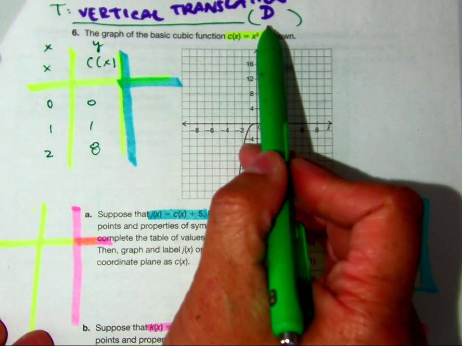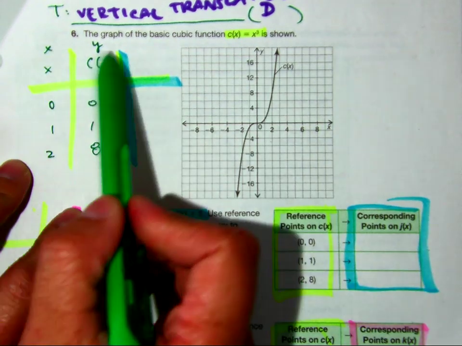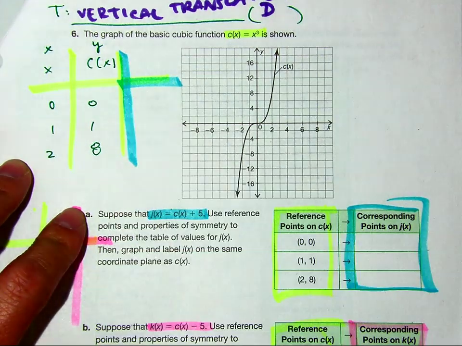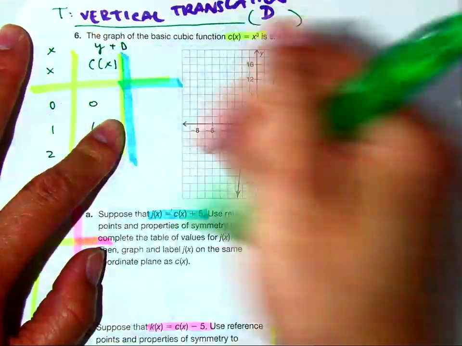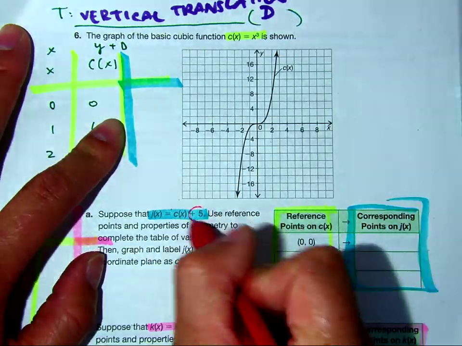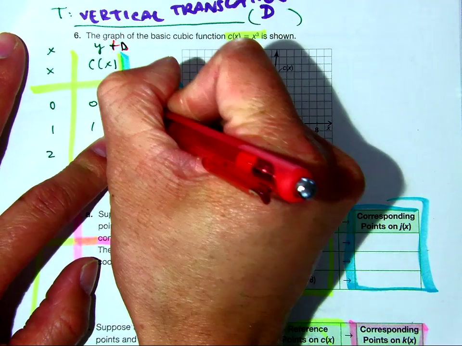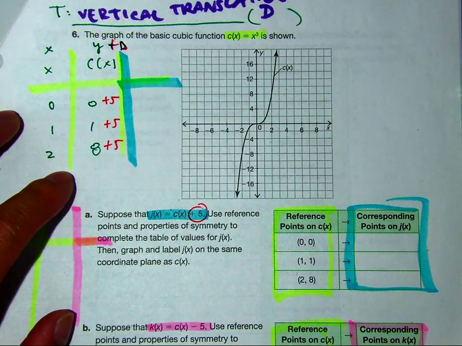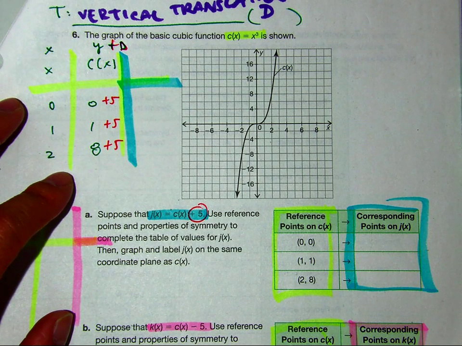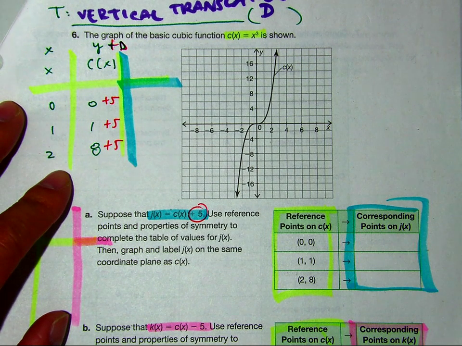So, Rita, I have a question for you. The d affects which one, the x or the y's? And what do you do to the y value? We're going to add the d value, which is adding 5. So plus 5, plus 5, plus 5. And so now basically you have j of x.